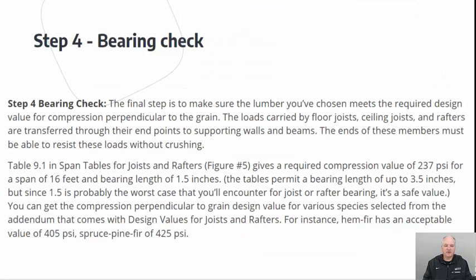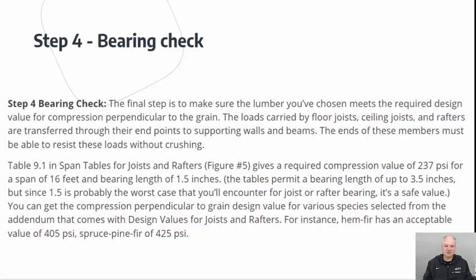Okay, on to step 4. The final step is to make sure the lumber you've chosen meets the required design value for compression perpendicular to the grain. The loads carried by floor joists, ceiling joists, and rafters are transferred through their end points to supporting walls and beams. The ends of these members must be able to resist these loads without crushing.